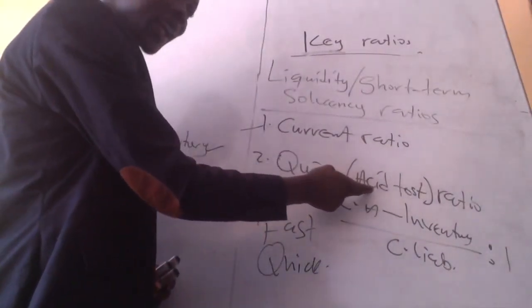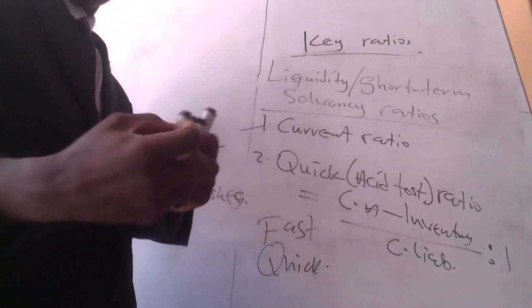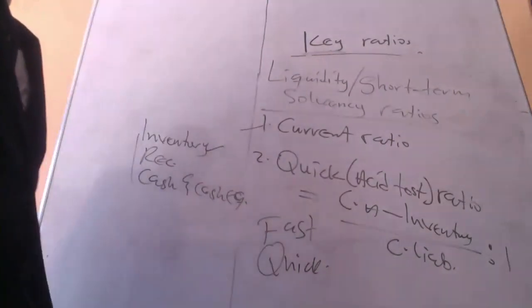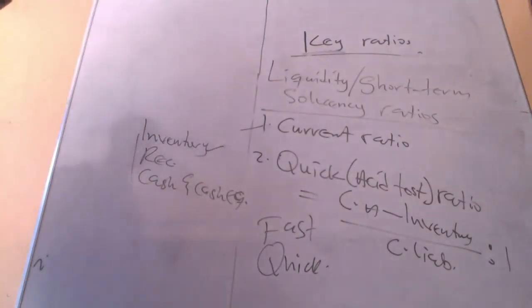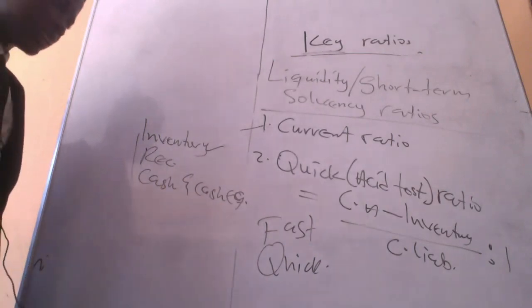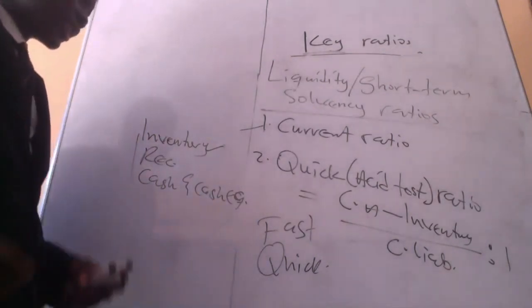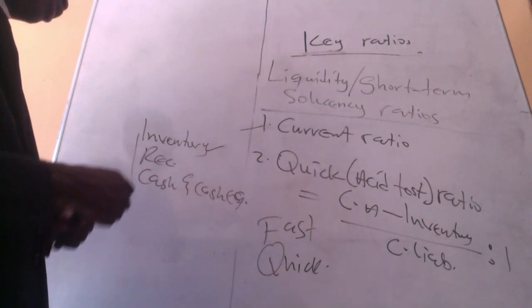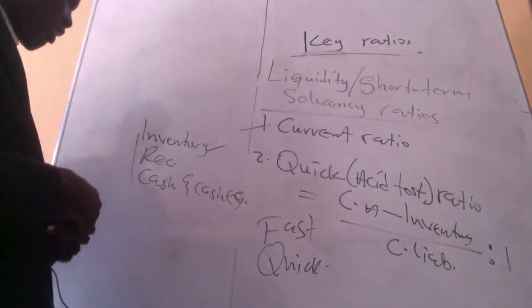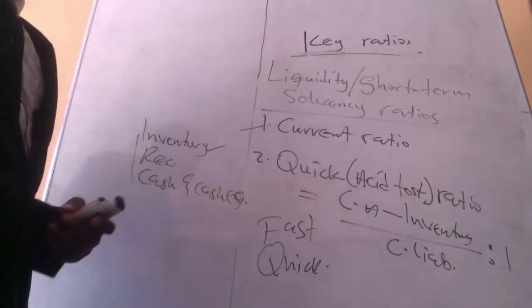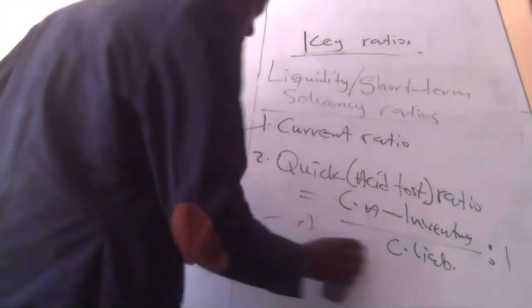So that's why we like it. And we call it what? Acid. So how fast can you pay your current liabilities? So that is it. Even some organizations don't consider receivables at times. Now let's see what will happen.